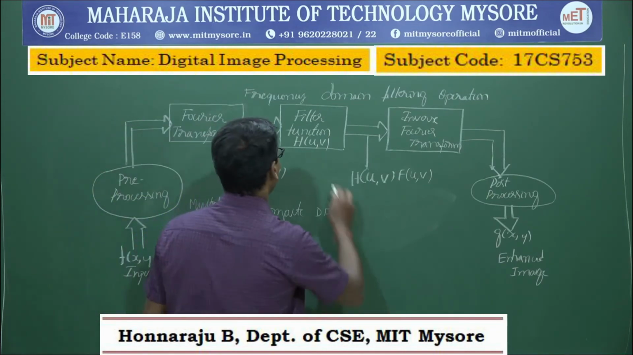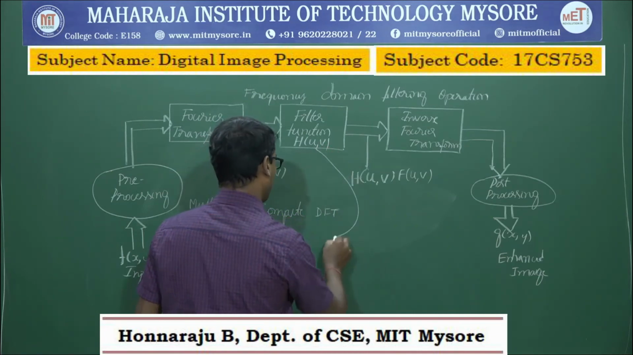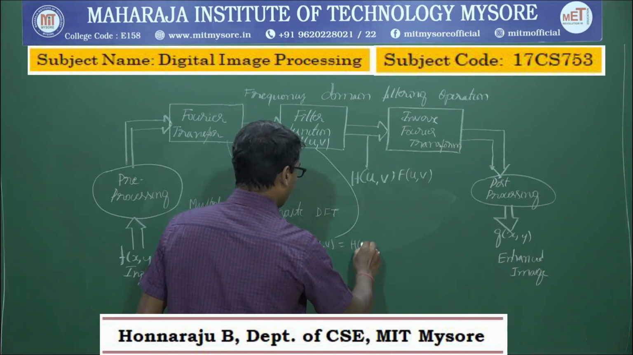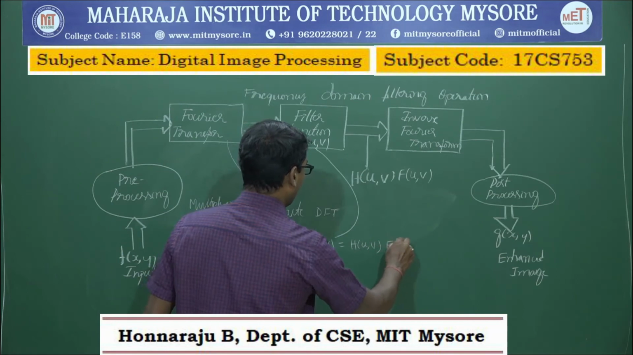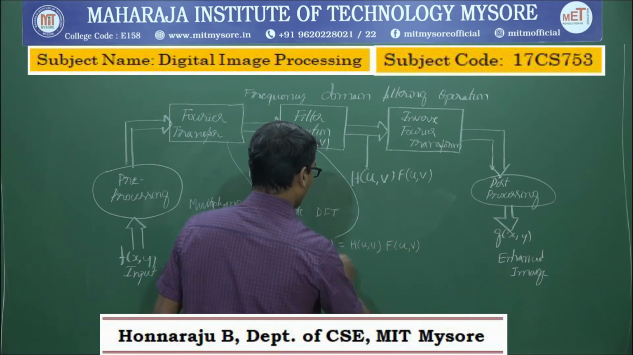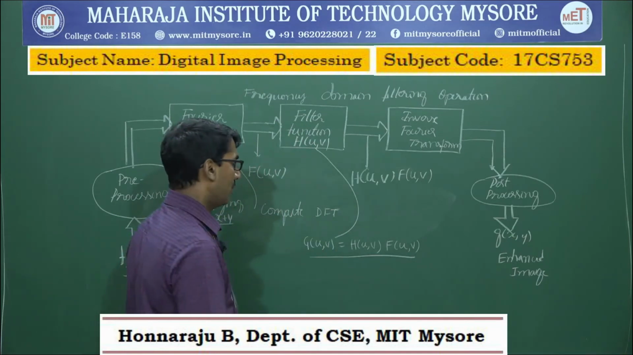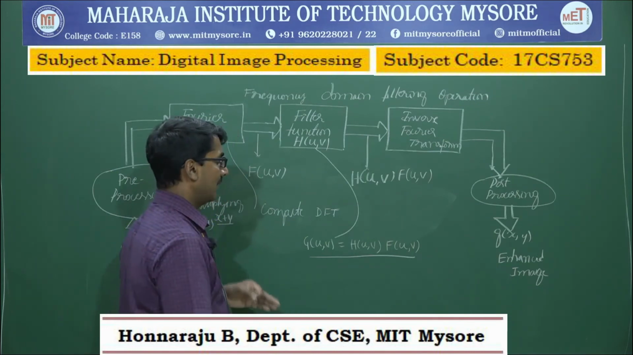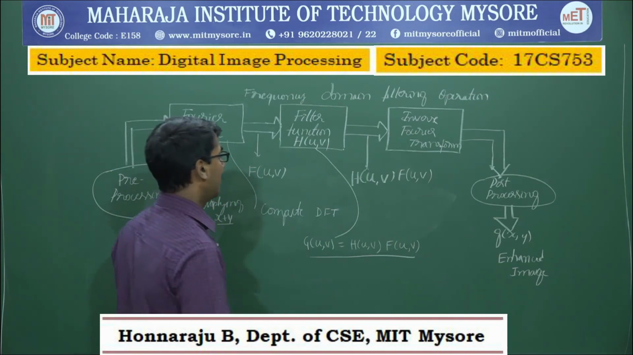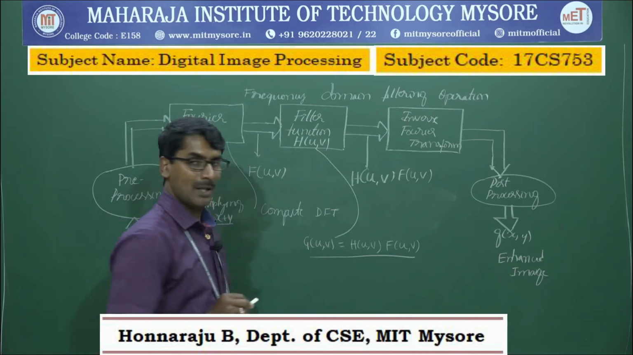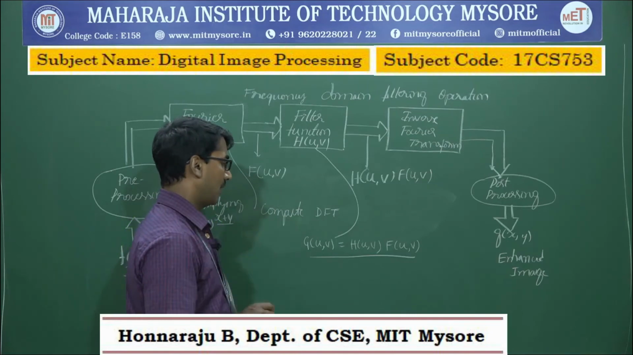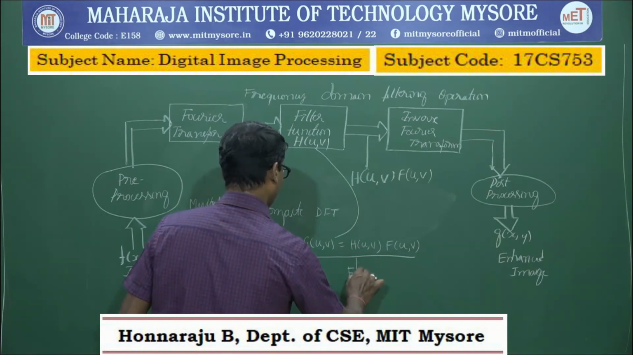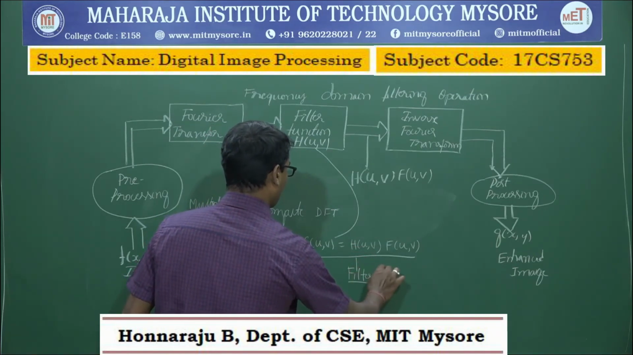After finding the DFT, we perform the filtering operation, that is G(u,v) equals H(u,v) times F(u,v). Here the multiplication of H(u,v) and F(u,v) is performed element by element, so first element, second element, third element. Here we get the filtering output. H is the filter mask or filter coefficient.